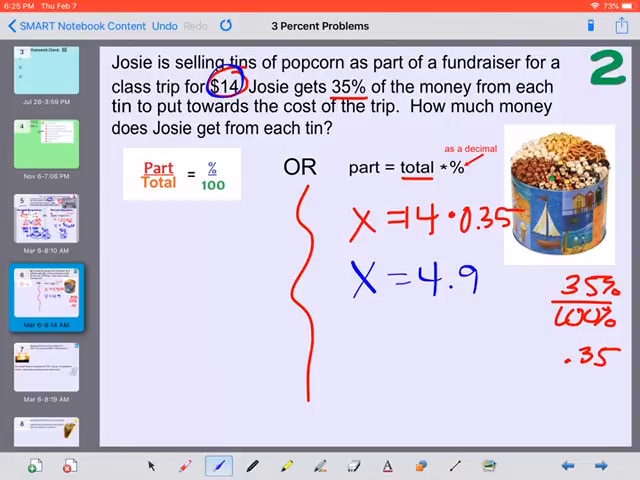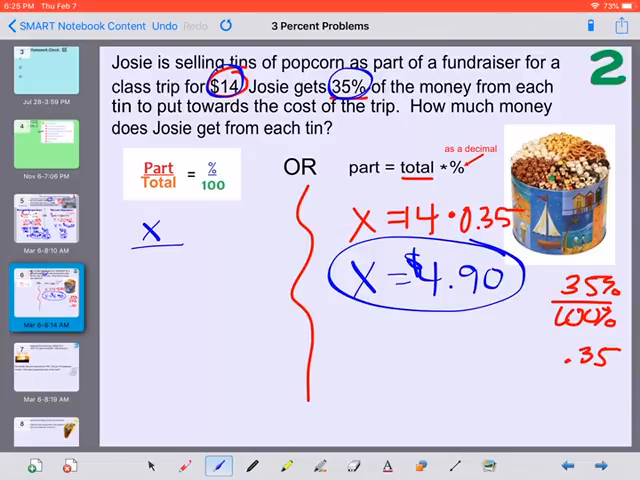And since we were talking about money, this is really $4, and if we have 2 decimals for money, 90 cents. So how much money does she get from each tin? If she gets that 35%, that's really $4.90. If we set up a proportion, we don't know the part that she gets to keep, but we do know the total cost is $14. She's getting 35% out of 100% and cross multiply.